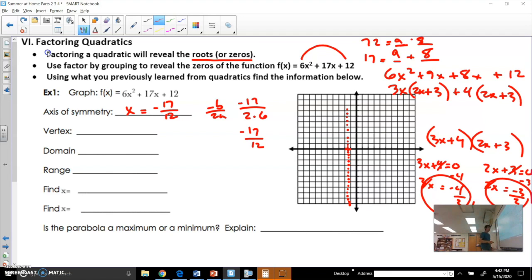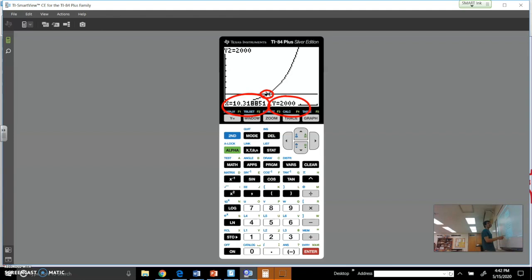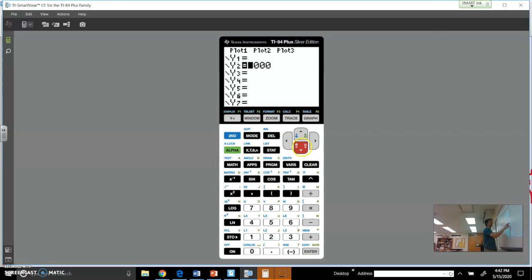So we want to maybe use the graphing calculator a little bit, because these points are so close to each other, to really get an idea of what we're looking at. Let's go to our graphing calculator, and let's do 6x squared plus 17x plus 12, and let's look at a graph for that.